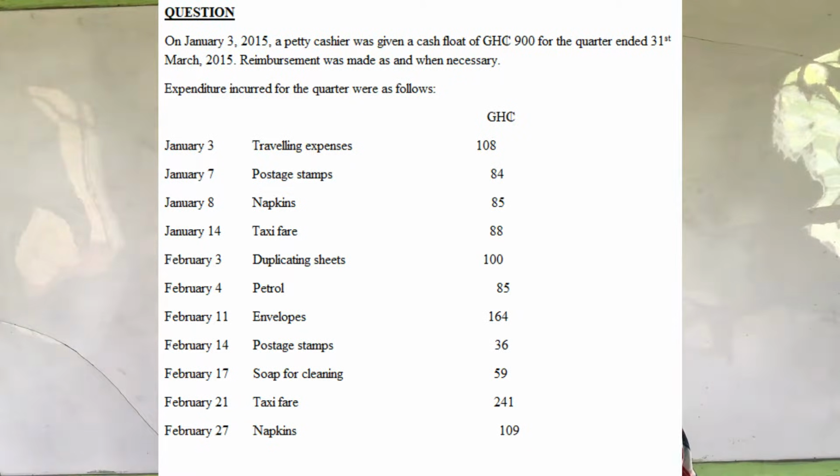On January 3rd, traveling expenses 108 Ghana cedis. We have postage stamps 84 Ghana cedis. We have on the 8th napkins 85 cedis. January 14th taxi fare 88 cedis. February 3rd duplication sheets 100 cedis. February 14th petrol 85 cedis. February 11th envelopes 164 cedis. Then we have postage stamps on the 14th 36. February 17th we have soap for cleaning 59. And then we have taxi fare 241. Napkins on the 27th, which is 109.